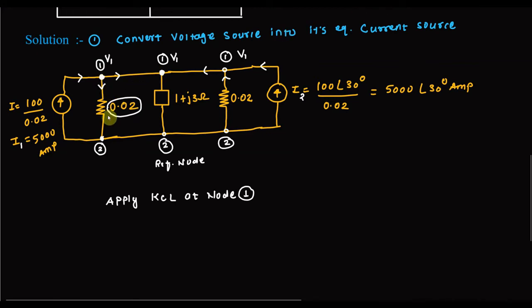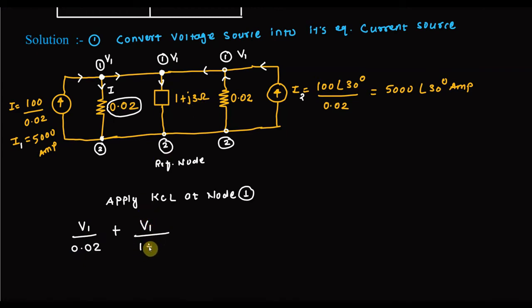Simple, the voltage. So what will be the current here? I will say it is simply voltage by the value of resistance. So what is the voltage here? V1, and what is the value of resistance? 0.02. So it is simply V1 divided by 0.02 plus. Same here. What is the current here? The voltage divided by the ohmic value. So it is V1 divided by 1 plus J3 plus.